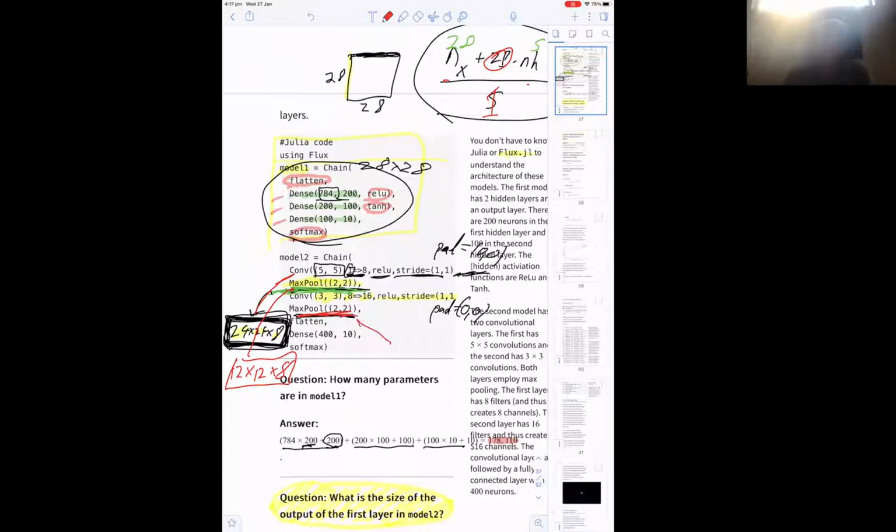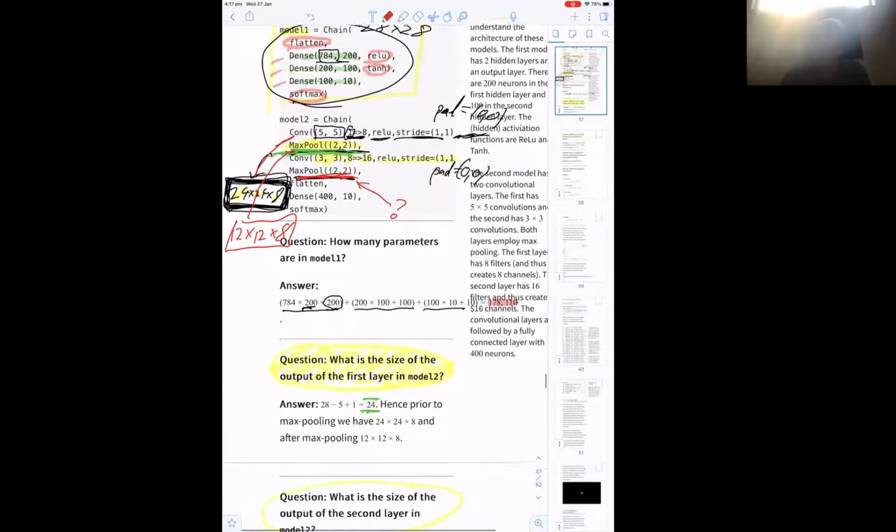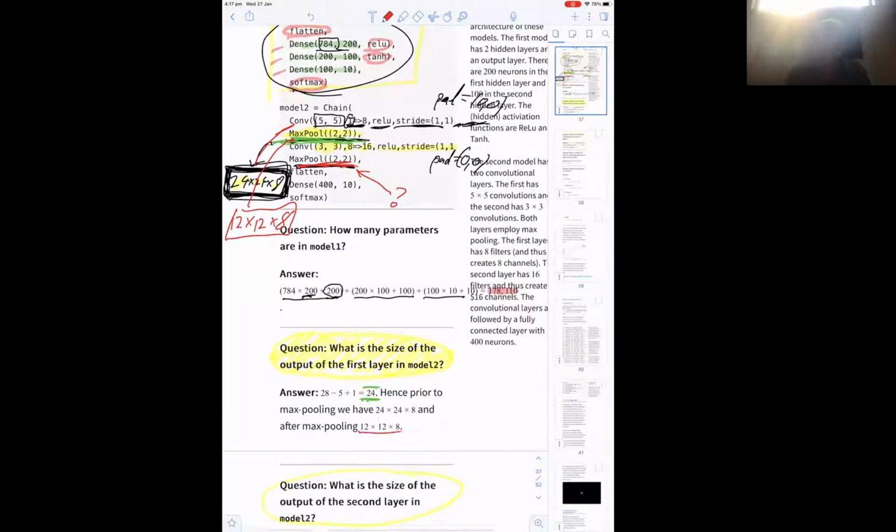So what is the answer to the second layer? And so this was the answer to the first layer. What's the answer to the second layer? Okay, so with convolutions of 3, indeed, you're doing 12 minus 3 plus 1, which yes, is 10, but you're also doing a max pooling. So what do you have after the max pooling? 5 by 5 by 16, exactly.